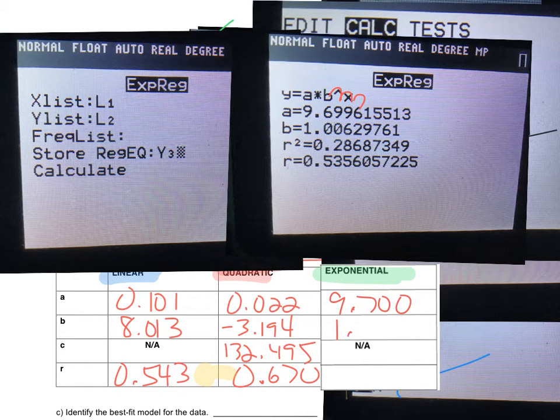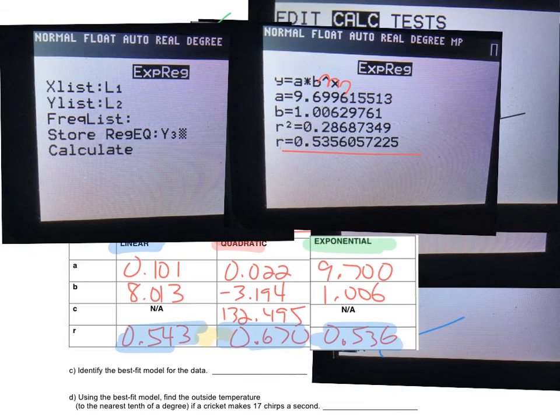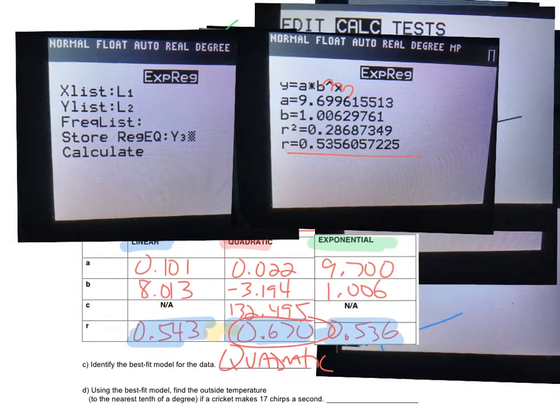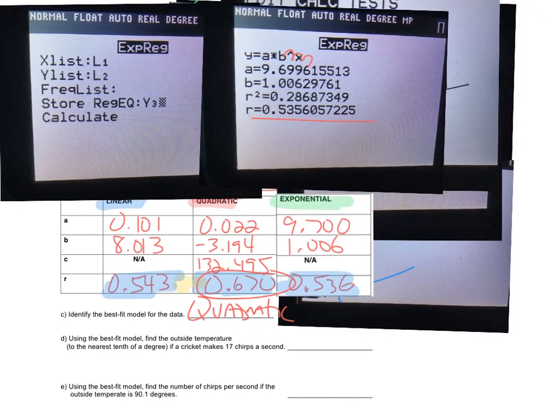Your B, 1.006, and now your R, your correlation coefficient, 0.536. Again, falling in the moderate category. But now we want to compare all three of the models. And if we do that, the one that best fits the data, the one with the highest R value, is the quadratic. So that's the model that we want to use now to answer some of these questions. If we press graph, you'll see all three models drawn with the scatter plot.